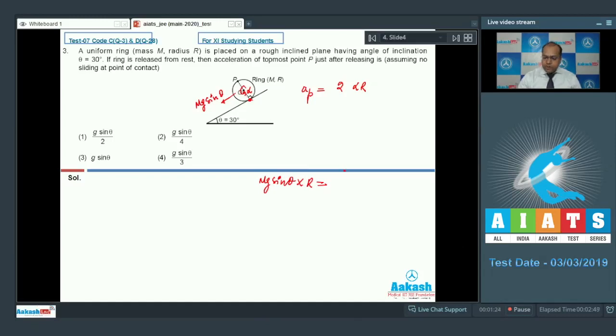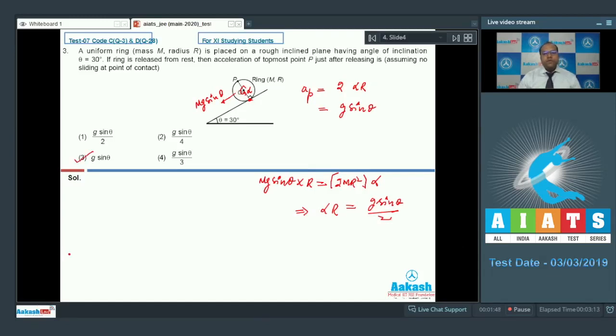So mr square plus mr square, so 2mr square into alpha. If I calculate the value of alpha r, it comes out to be g sin theta by 2. So if I substitute the value of 2 alpha r here, it comes out to be g sin theta. So option 3 is the correct answer.